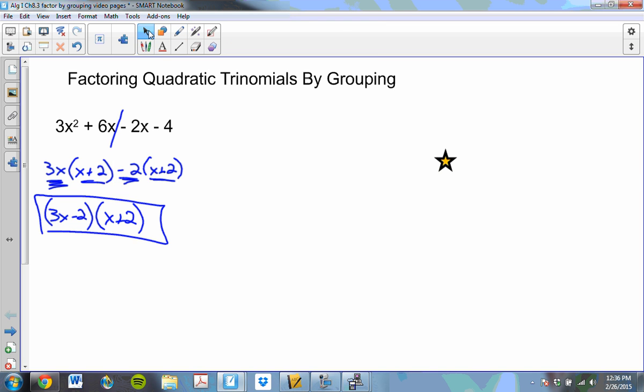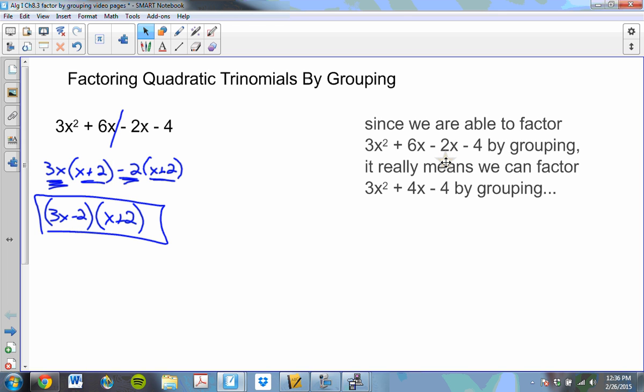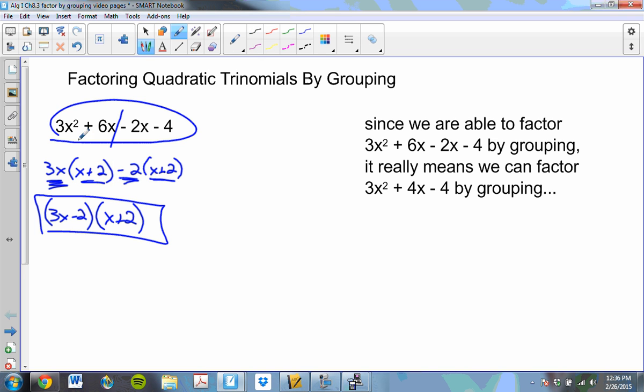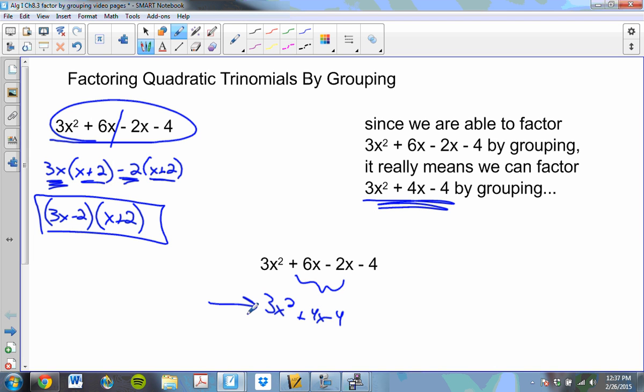What a lot of people have seen, or hopefully realized, is that if you're able to factor 3x squared plus 6x minus 2x minus 4, then it really means you're able to factor 3x squared plus 4x minus 4. We can do that by grouping also, because I can just take the 6x and the negative 2x and put them together. So if I could make this expression look like this one, I'd be able to factor it. And that's the real challenge.